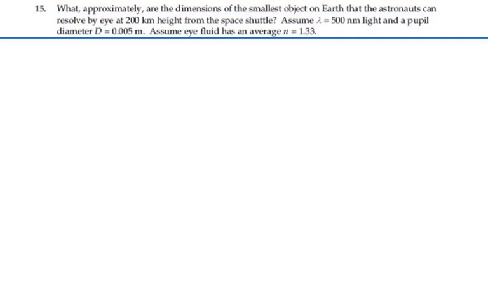Here's problem 3815. What approximately are the dimensions of the smallest object on Earth that astronauts can resolve by eye at a 200-kilometer height from the space shuttle? Assume a wavelength of 500 nanometer light and a pupil diameter equal to 0.005 meters. Also assume the eye fluid has an average index of refraction of 1.33.